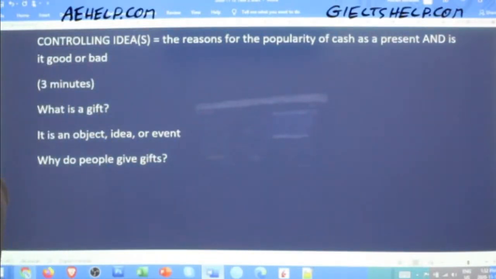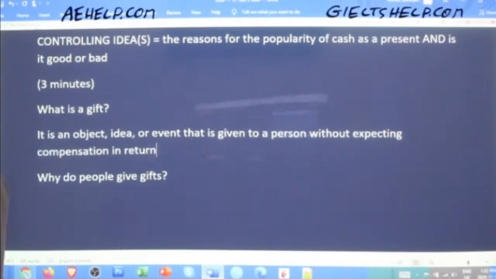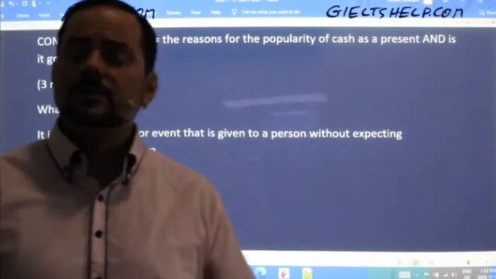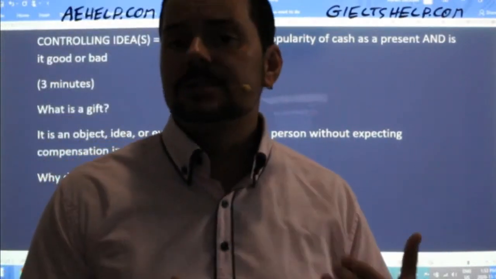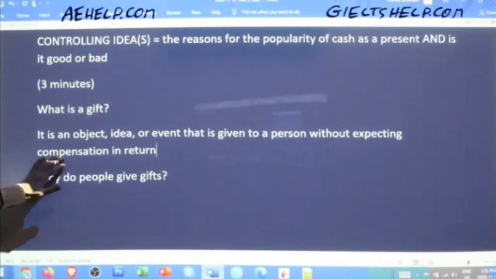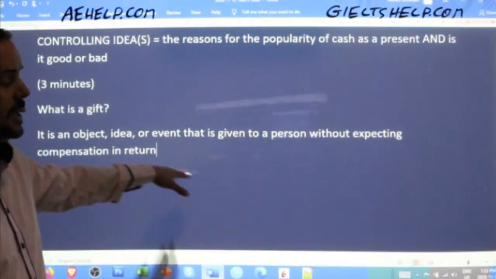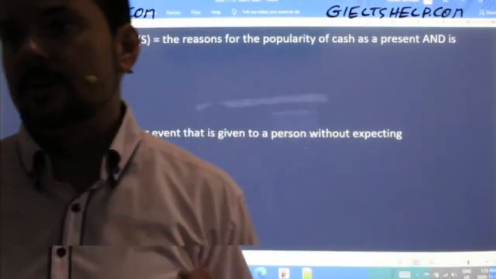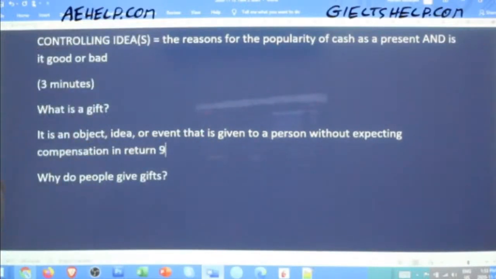So it's an object, idea, or event that is given to a person without expecting compensation in return, right? So that would be my definition of a gift. It's an event, object, or idea that I give to someone without expecting compensation in return. Compensation means money or a favor or some other gift in return. So it's given from altruism, okay? That word, if you're not familiar with it, means that you're giving without expectation. So it's all altruistic, okay? Given without expectation. Okay, so that's the true gift, okay?